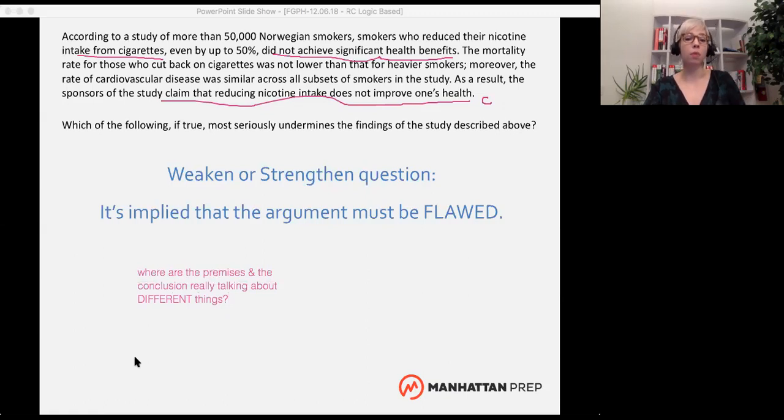Okay, so some people are saying, well, what about this number? Got up to 50%. What about more than 50%? So we're going from this subset, these 50,000 people who went up to 50%, to reducing in general. So this is one common logical flaw that you'll see. We're going from a specific or a small sample to a generic or a large sample.